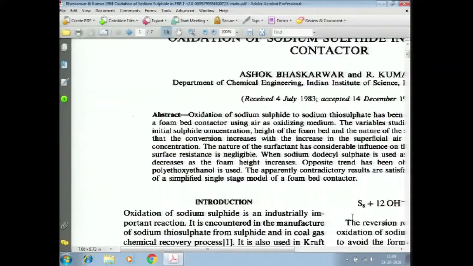Alright, we considered the problem of mass transfer into a foam bed reactor, and we proceeded with some structural features of foam, and I wanted to go in a phenomenological fashion such that you understand what is happening in the reactor first.